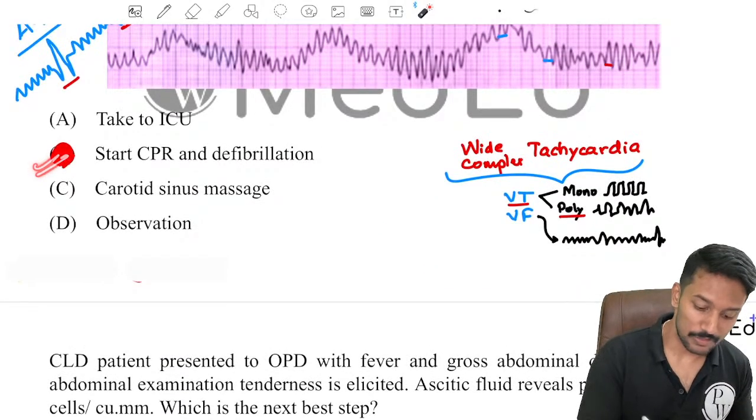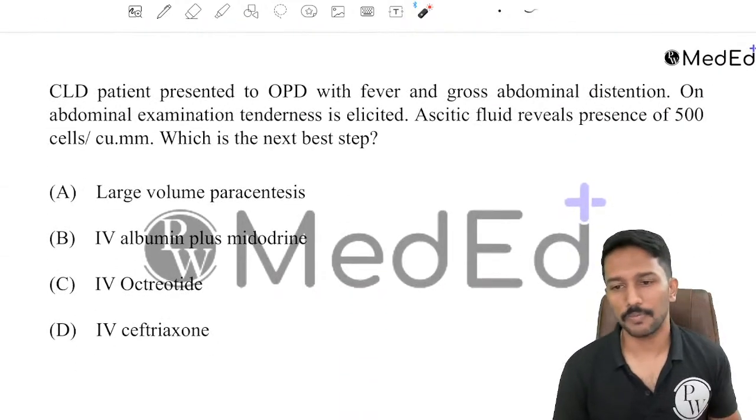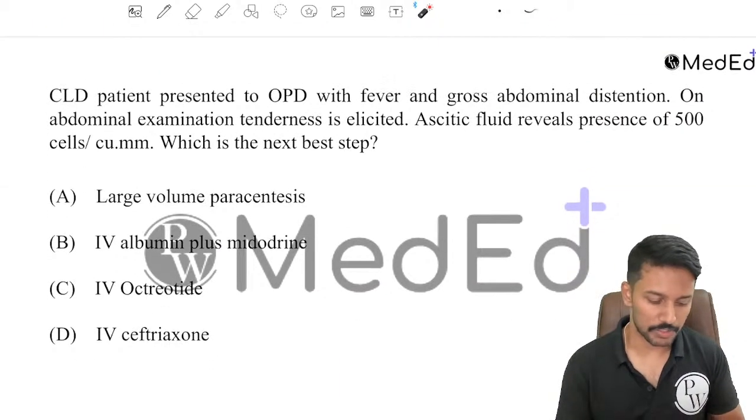Okay, so here it is VF. VF will almost always be pulseless and we have to start CPR, and that patient would require CPR.